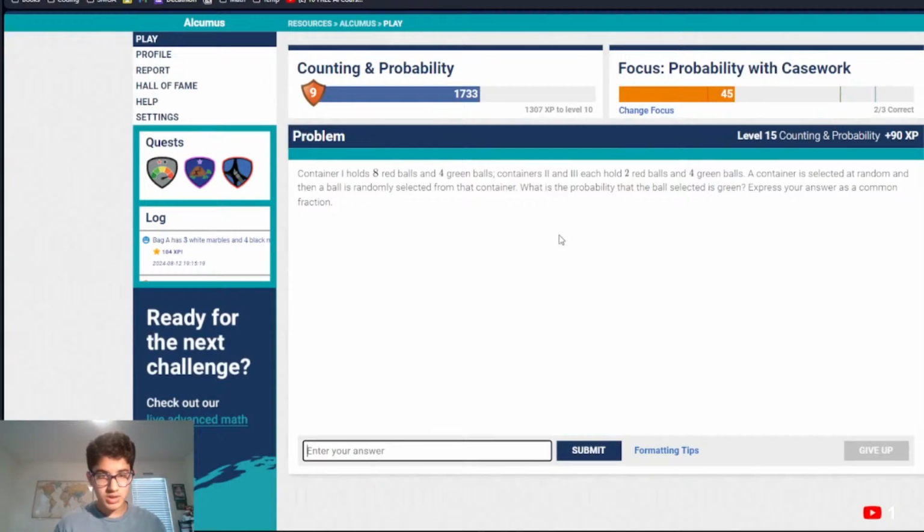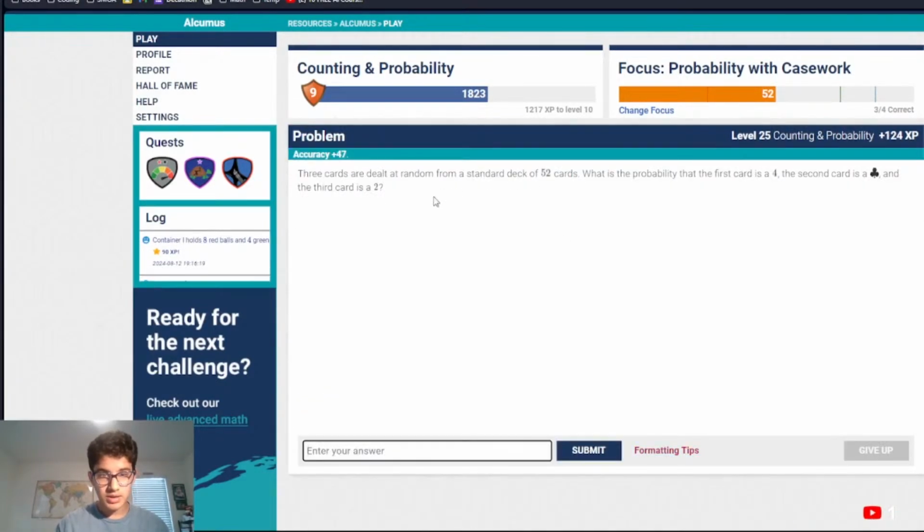The ball is green. So it'll be 1/3 times 1/3, because there's a 1/3 chance of getting a green one. Plus, well, it'll be 2/3 because containers 2 and 3 are identical. So it'll just be 2/3 times the probability of getting a green ball there, which is 2/3. So 4/9 plus 1/9, which is 5/9.